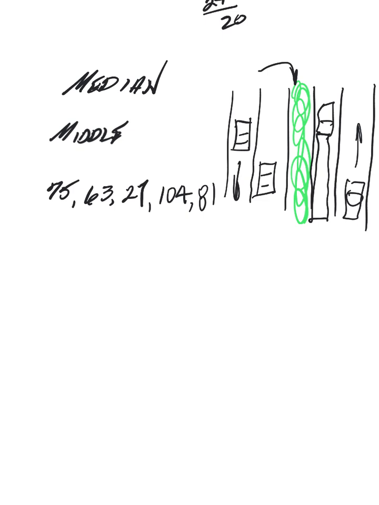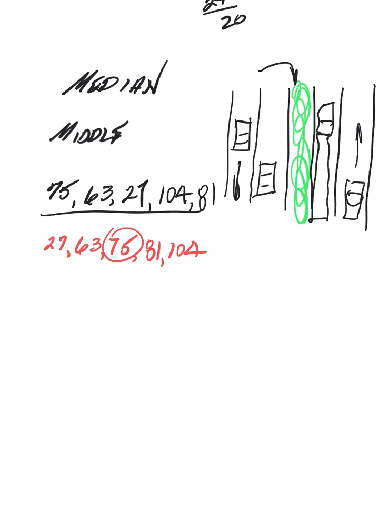Okay. So to find the median, you take all these scores and put them in the order from smallest to largest. 27, 63, 75, 81, and 104. And then you look at the middle score, and that's your median. That's all there is to it. Put them in order from smallest to greatest, or greatest to smallest. It doesn't really matter. And then you take the middle score, and that is the median.